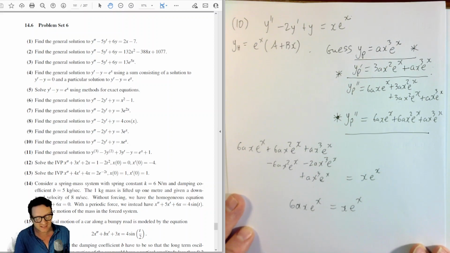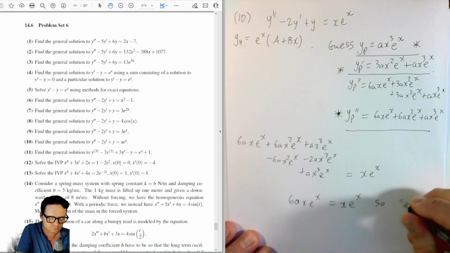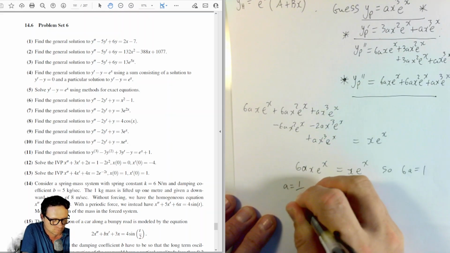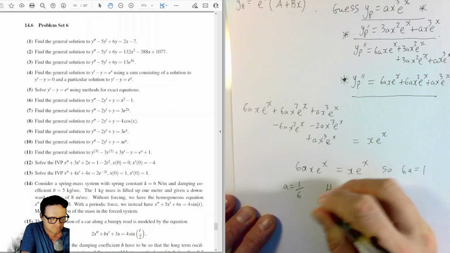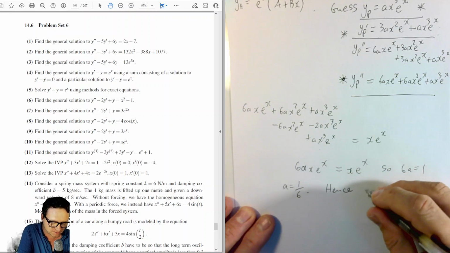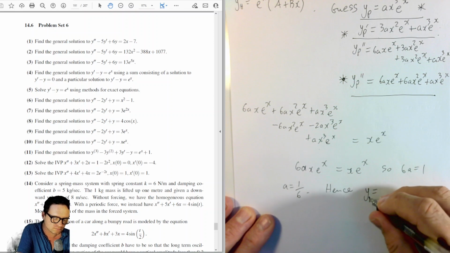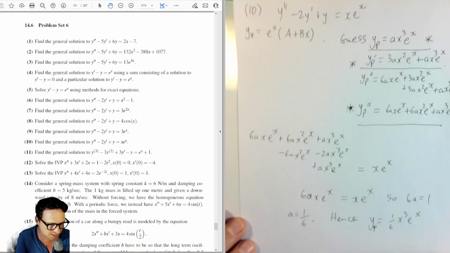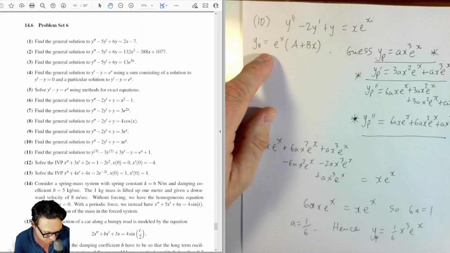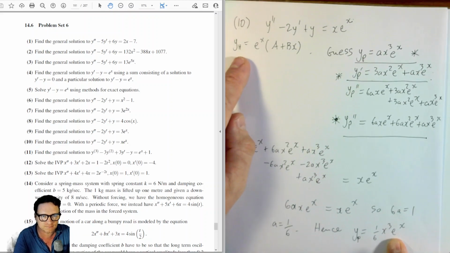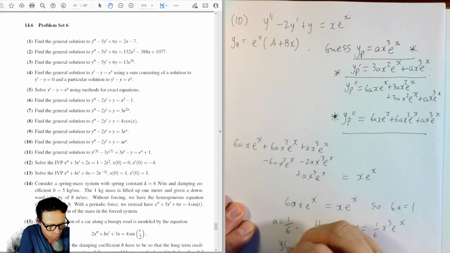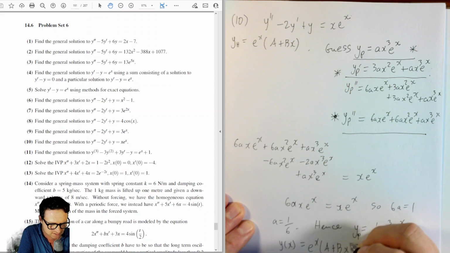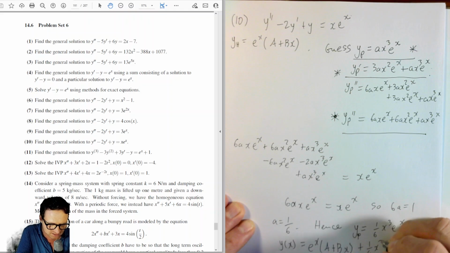So clearly we see that 6a is equal to 1, which gives us a is 1/6. And hence yp is 1/6 x^3 e^x, and so that gives us our general solution to this differential equation, because we add the homogeneous solution to the particular solution, and y of x is equal to e^x(a + bx), and then plus 1/6 x^3 e^x.